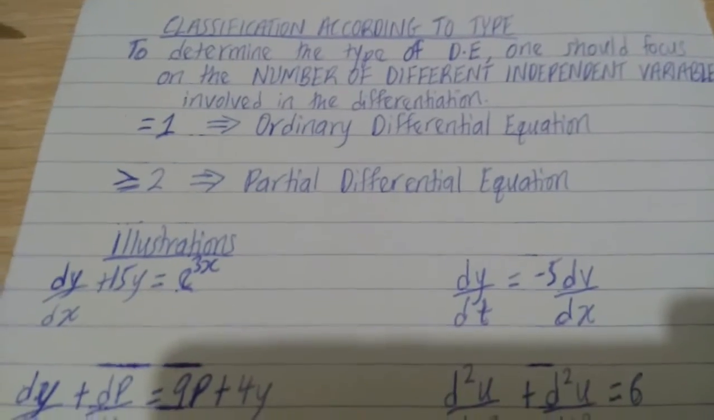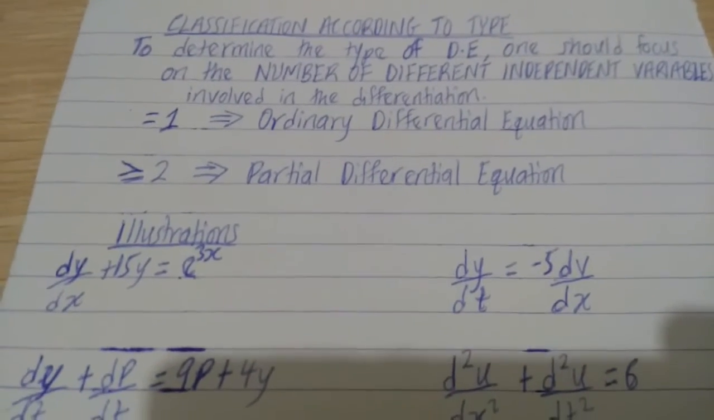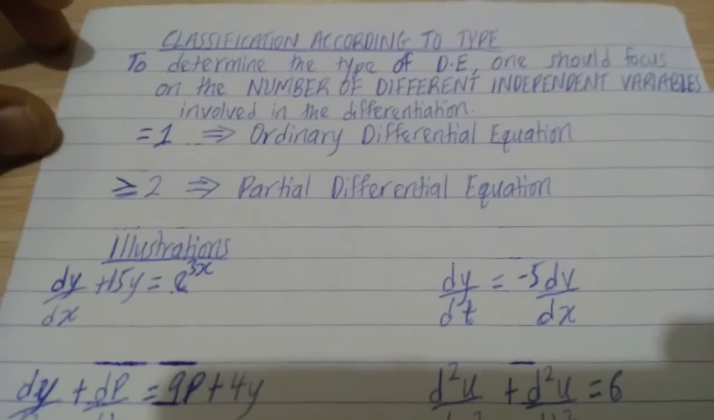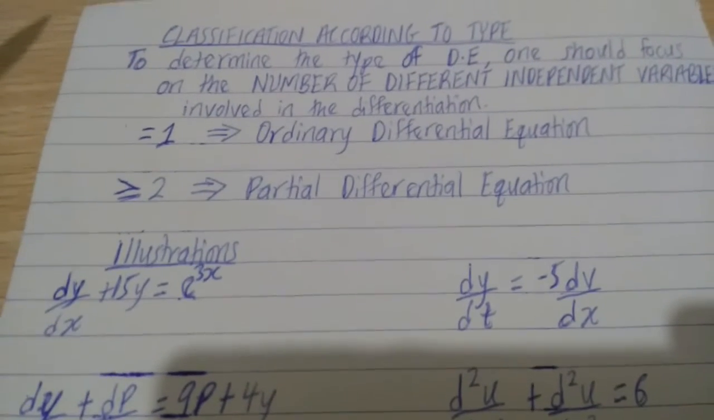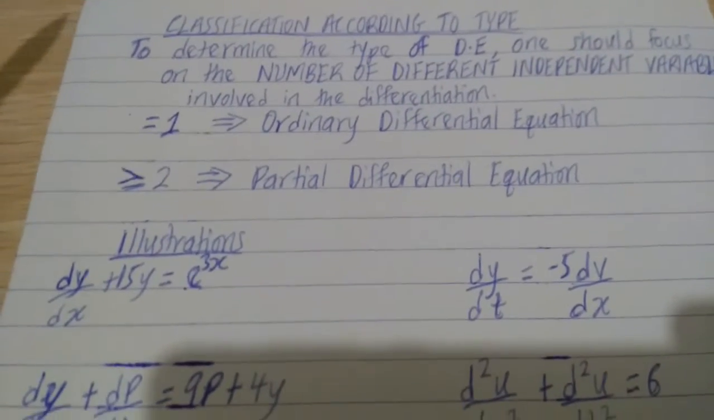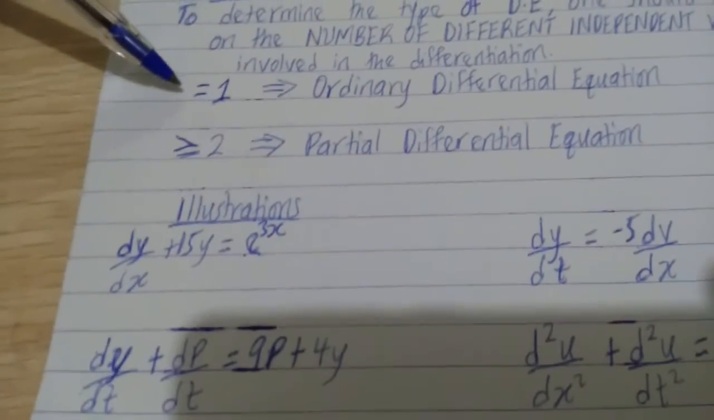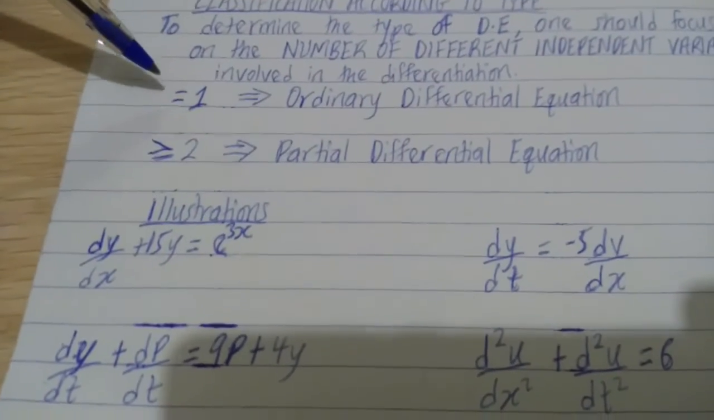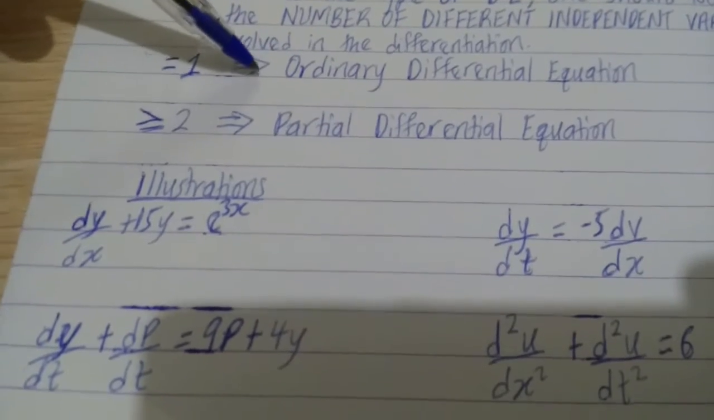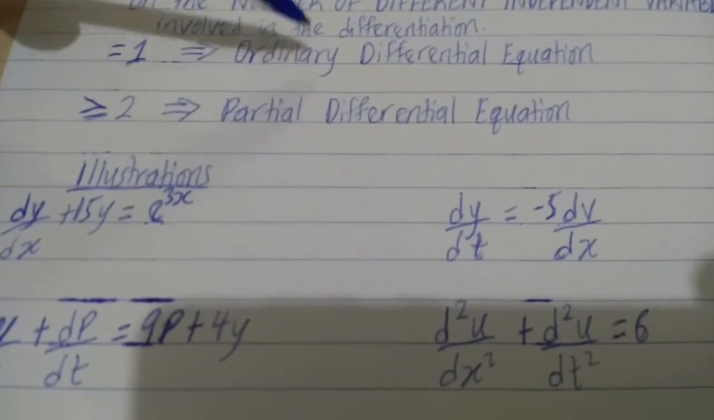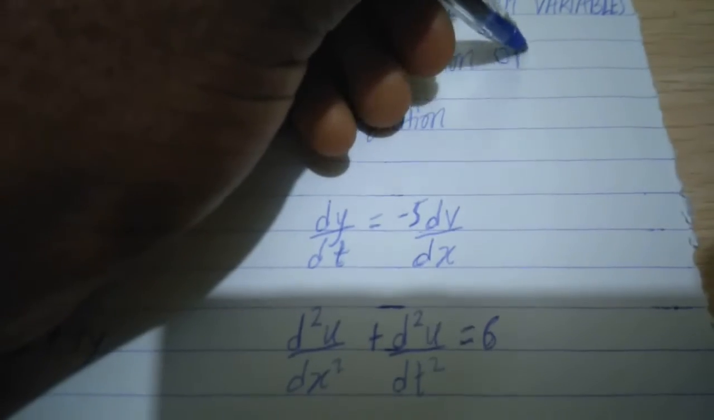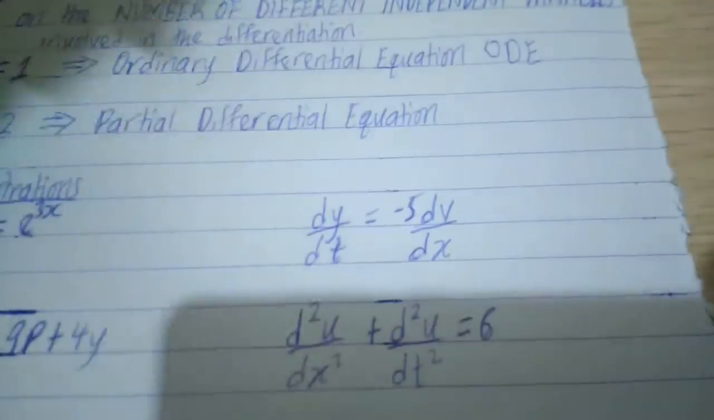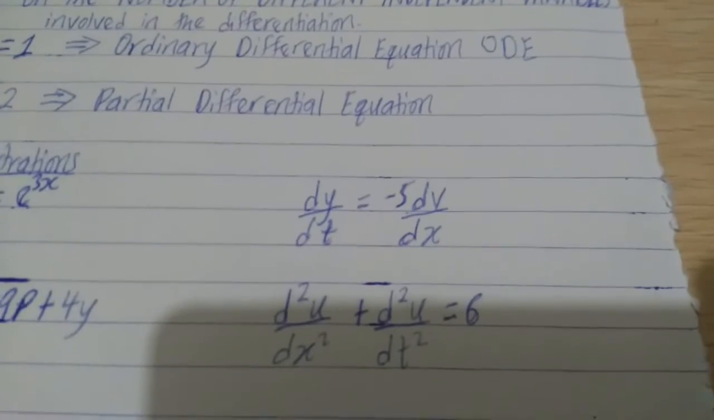Okay, so to determine the type of a differential equation, one should focus on the number of different variables involved in the differentiation. So we are looking at the number of independent variables. If the number of independent variables involved in the differentiation equals 1, we have an ordinary differential equation. We normally shorten this as an ODE.